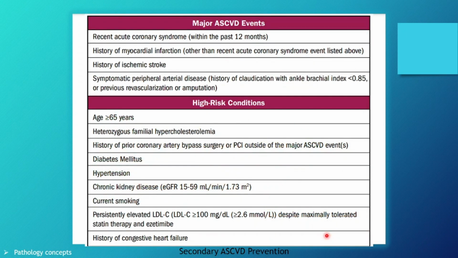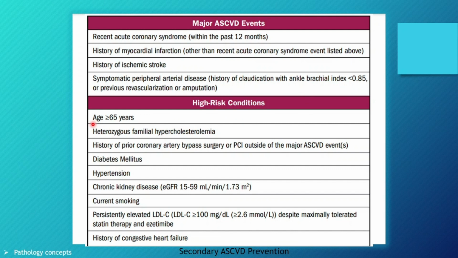So how do we assess ASCVD events in the patients of cardiovascular disease? These are the major events. It contains recent acute coronary syndrome within the past 12 months, history of myocardial infarction other than the recent acute coronary syndrome listed above, history of ischemic stroke, symptomatic peripheral arterial disease, history of claudication with ankle brachial index less than 0.85.